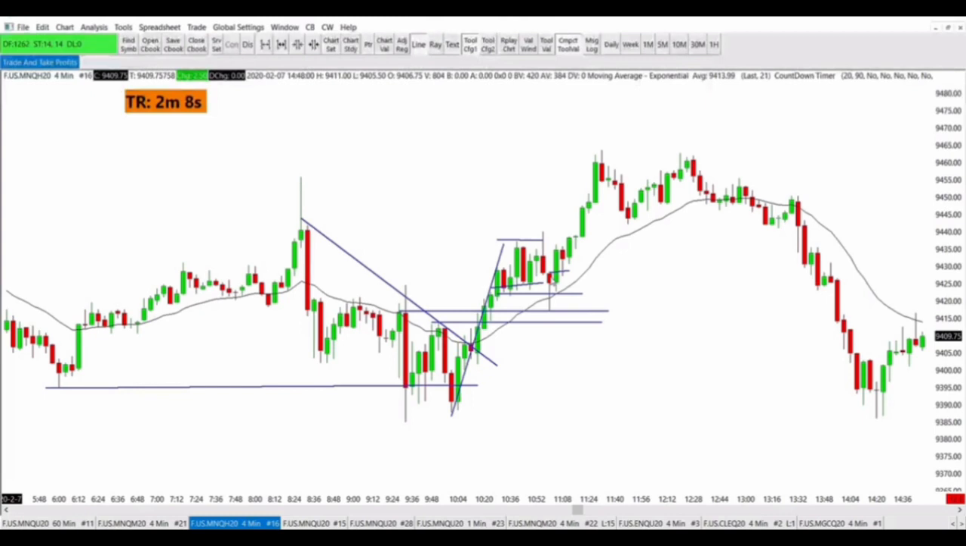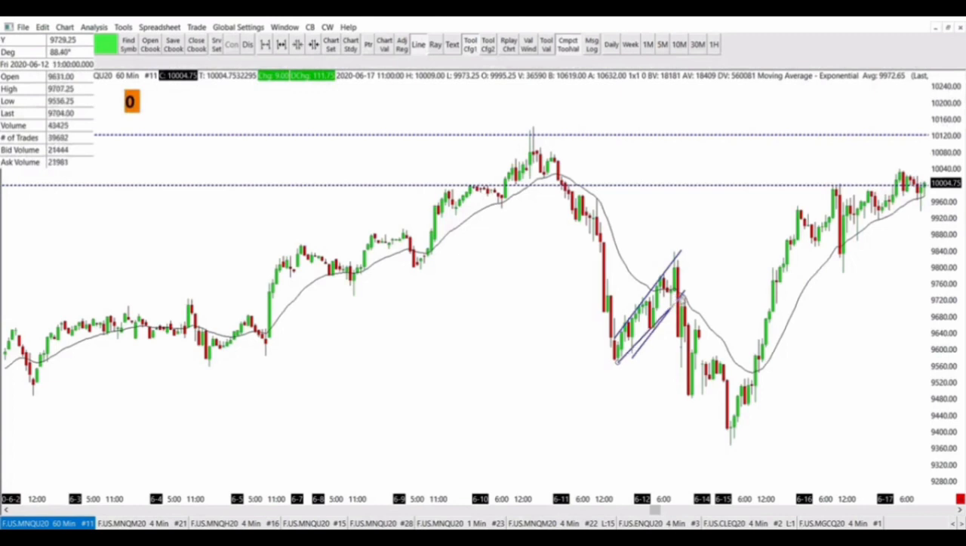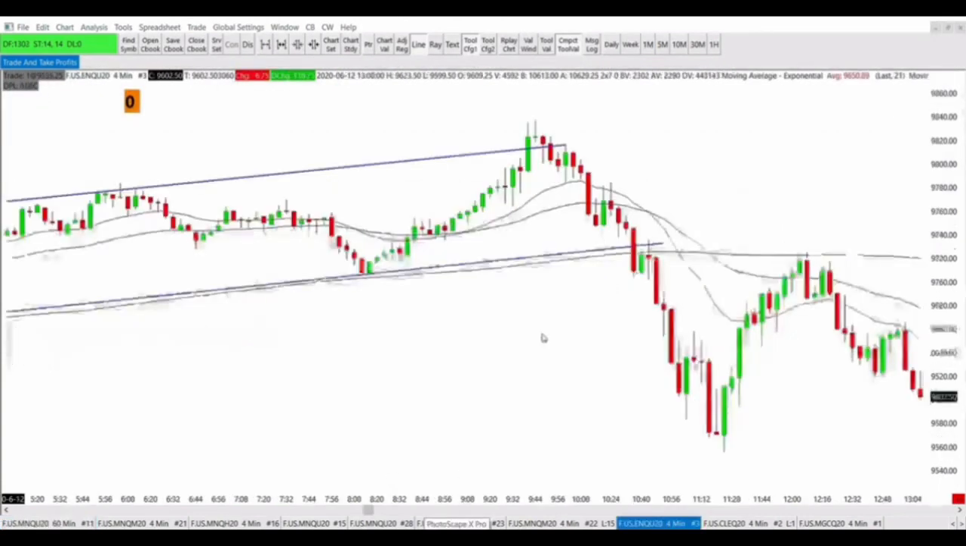So let's go to the last way you can hold your winners longer. The next way you can hold longer: go to the 60-minute chart, and if you see some type of trend line break or channel break on a 60-minute chart, and you're trading around that hour, I will look for a longer move. Let me show you guys real quick.